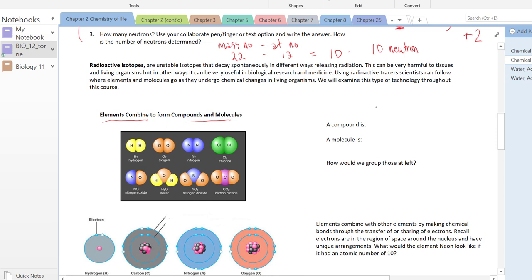A compound is any two different elements that are chemically bonded together, right? Chemically bonded. Sorry, my pen is a bit on the fritz here. Whereas a molecule is just any two elements, not necessarily different. They could be the same. Any two elements chemically bonded.